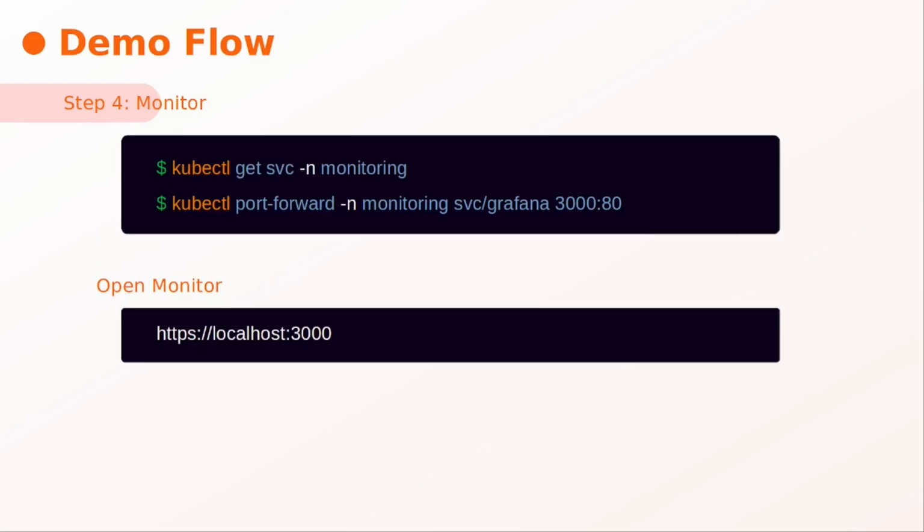Step 4. Monitoring with Grafana. The monitoring stack includes Prometheus and Grafana. To access Grafana, run the kubectl port-forward command. Grafana dashboard: open localhost:3000. This allows users to visualize cluster metrics, application health, and Kubernetes resources in real time.